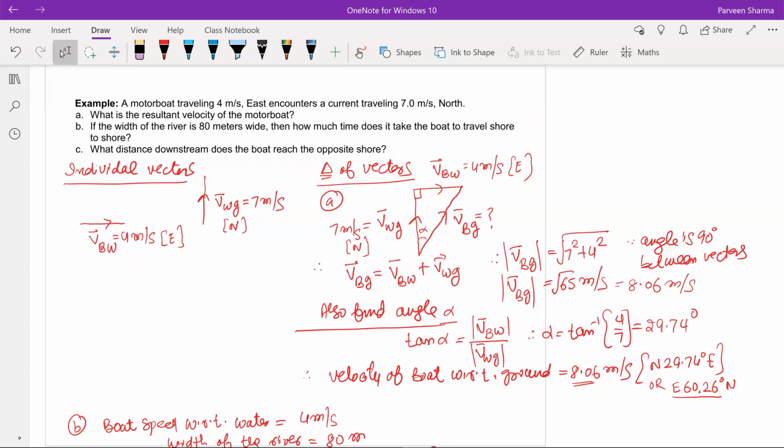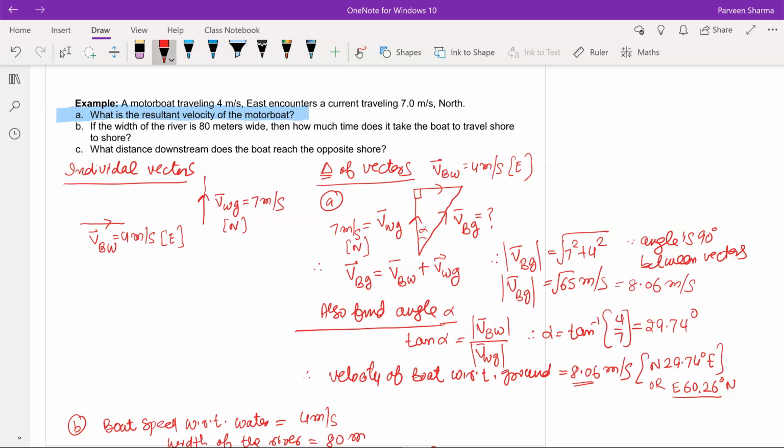There will be many questions like this. We can take up more questions like this. So a motorboat is traveling at 4 meters per second in the east direction and encounters a water current traveling 7 meters per second north. In the first part, we have to find the resultant velocity of the motorboat. When we say resultant velocity, that means we have to find the magnitude of the speed of the boat, and we also need to know the direction.